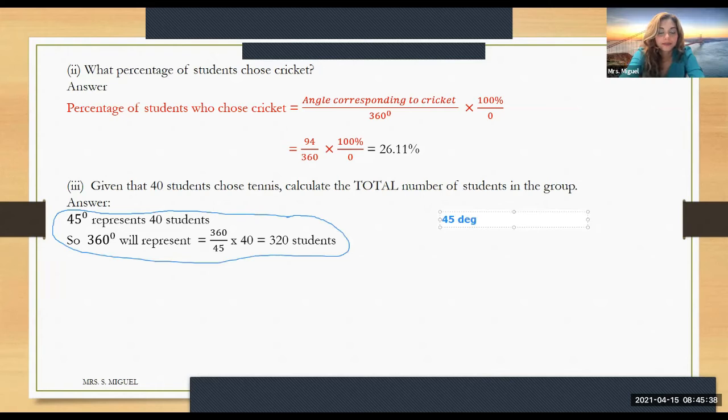45 degrees is equal to 40 students. 1 degree is equal to 40 divided by 45. So 360 degrees is equal to 40 over 45 multiplied by 360.